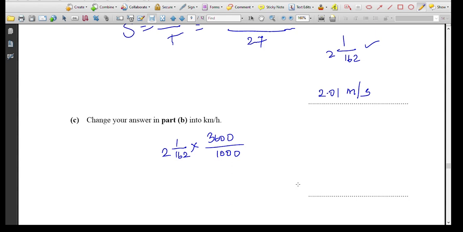So 2.1 by 162 that we are going to multiply by 3600 and we are going to divide this by 1000, so that we are getting the answer 72/9. Or we can even write that decimal value. The decimal value is 7.22 kilometer per hour. And even this is not needed to mention it because they itself have asked it. So 7.22 kilometer per hour.